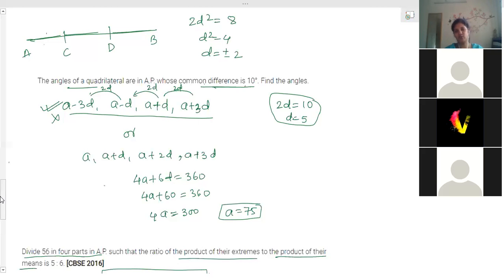This question I told you, you cannot use because they have given common difference as 10. And according to our assumption, what we have assumed regularly, that will not work out because the difference between every term is 2D. So we cannot use that. Understood, ma'am. Thank you.